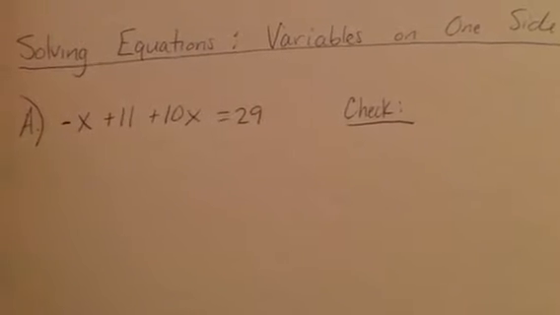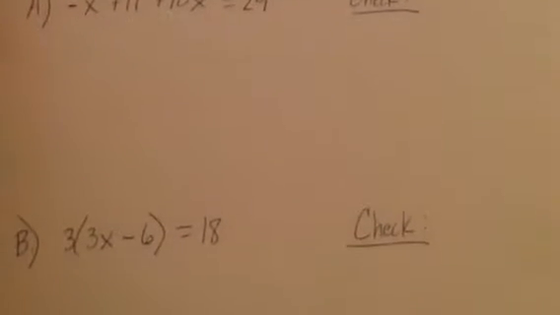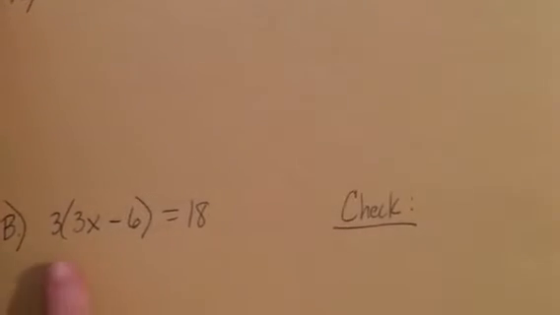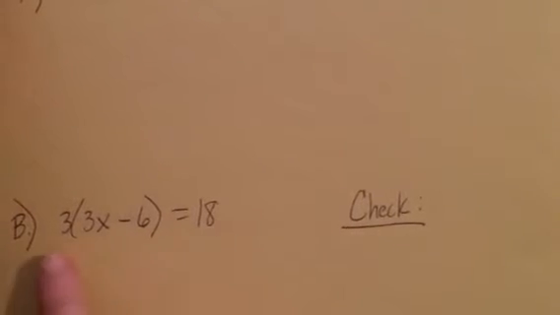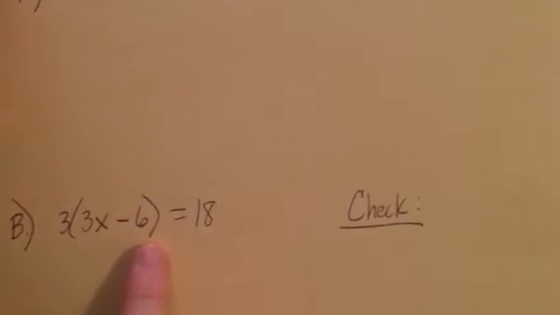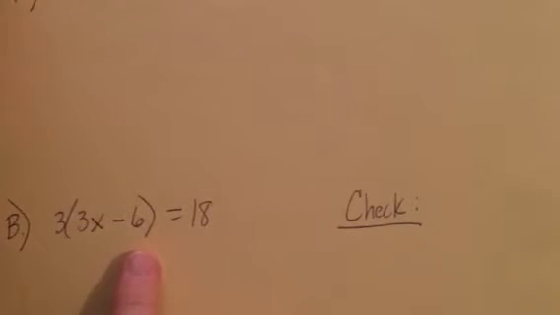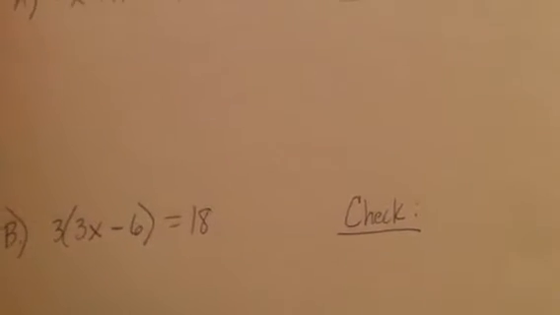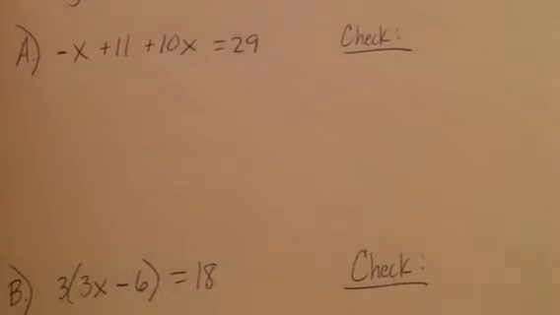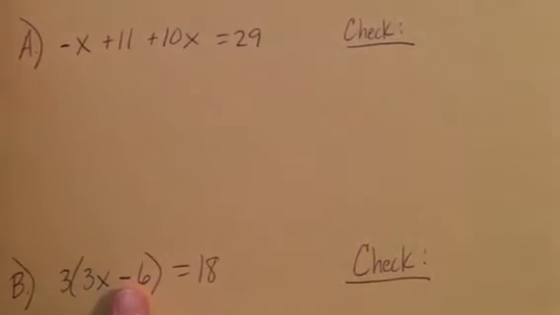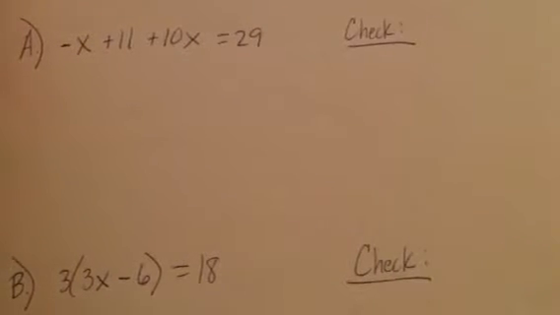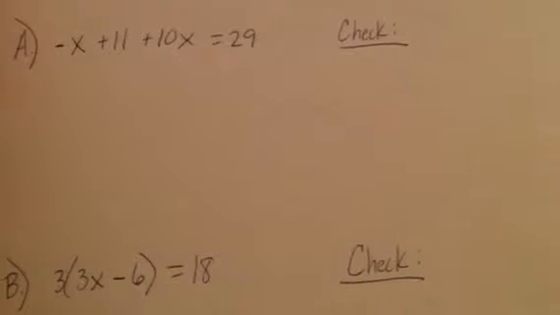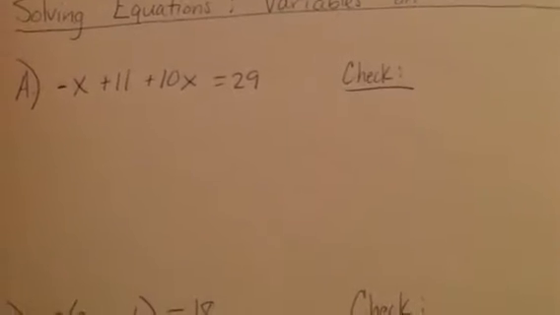So we'll take a look at how to handle that. The second one we'll look at is where we have parentheses. We have 3 times the binomial 3x minus 6. So it's 3 times this entire thing, not just the 3x, but also the negative 6 there. Once we completely simplify the left side, we can then finish out the remaining two-step equation. Sometimes it might even be a one-step equation, depending on what kind of problem you have. So let's take a look at this one first.